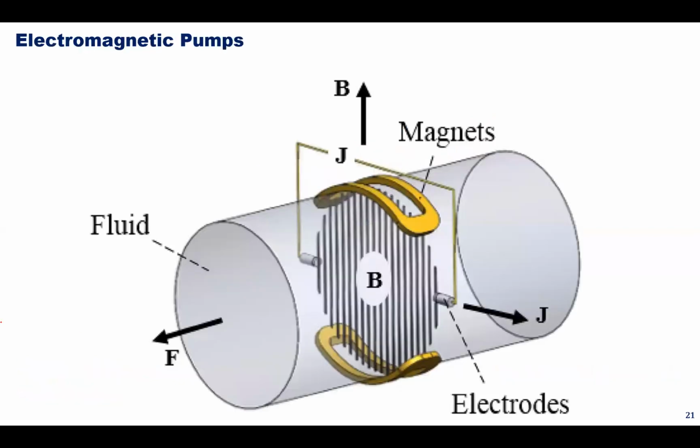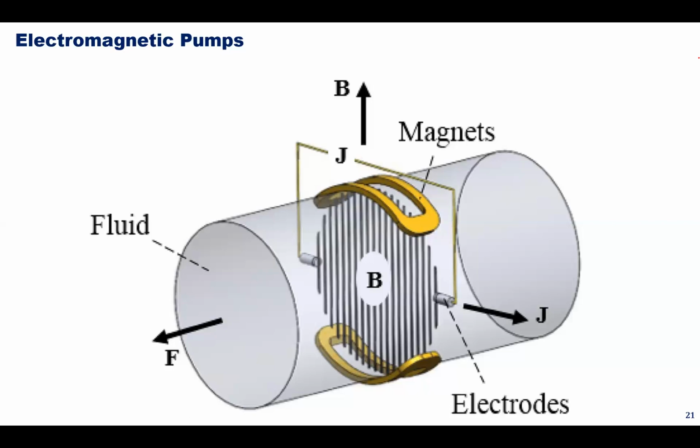Next, let's have a look at the electromagnetic pumps. An understanding of the magnetic force on a current enabled medical researchers to devise electromagnetic pumps to move fluids in kidneys and artificial hearts. Traditional mechanical pumps can cause damage to blood cells. The use of magnetic fields eliminates this problem.